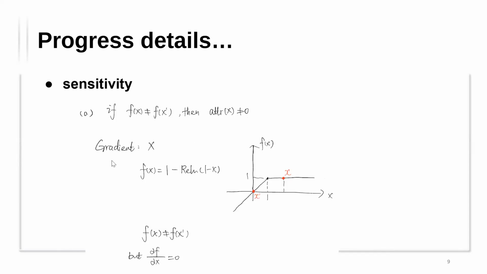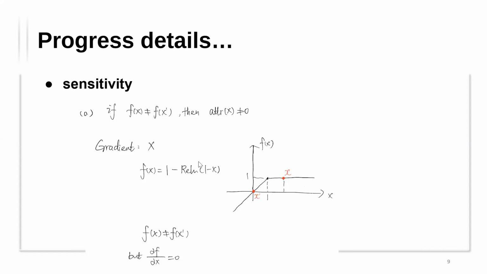Yeah. So here, for example, we have fx equals 1 minus ReLU of 1 minus x. Then suppose our baseline is 0, 0, and our x is 1 to 1. From here, we know that fx is not equal to fx prime. However, the gradient for x is 0 because it plateaus when x equals 2. So this can prove that the gradient method does not follow sensitivity.